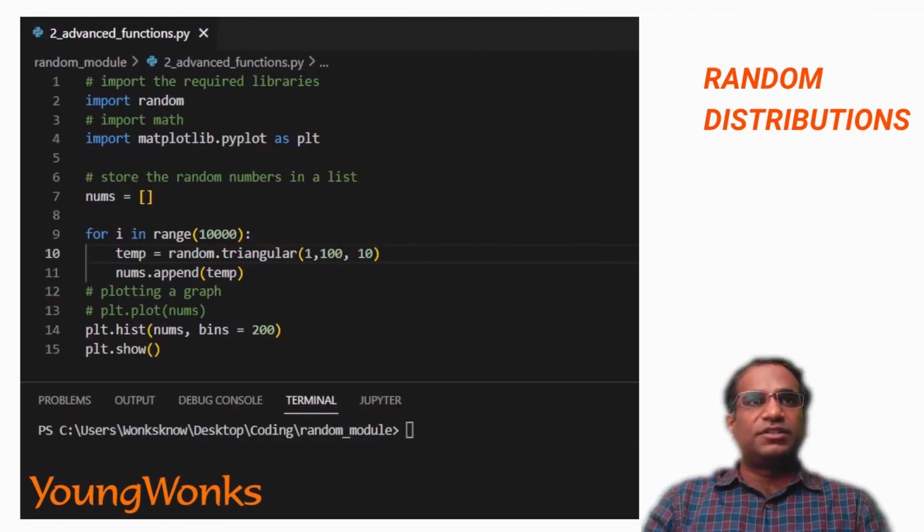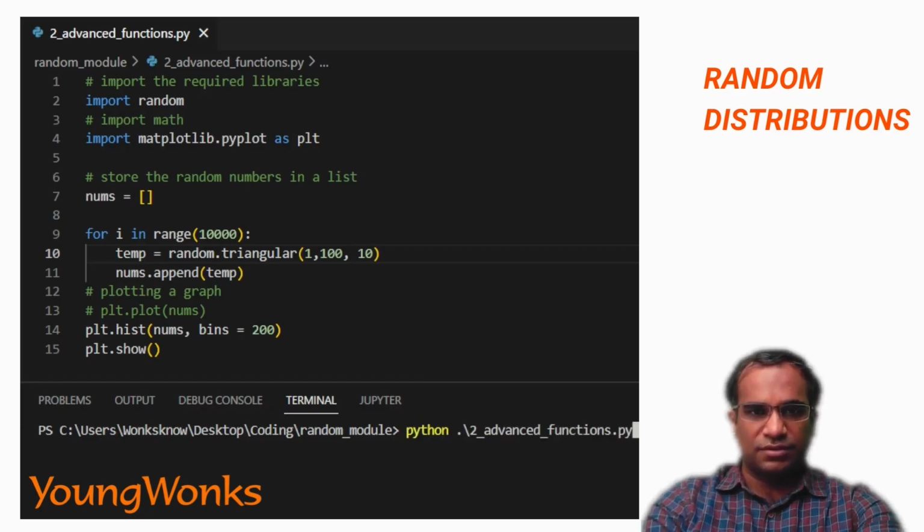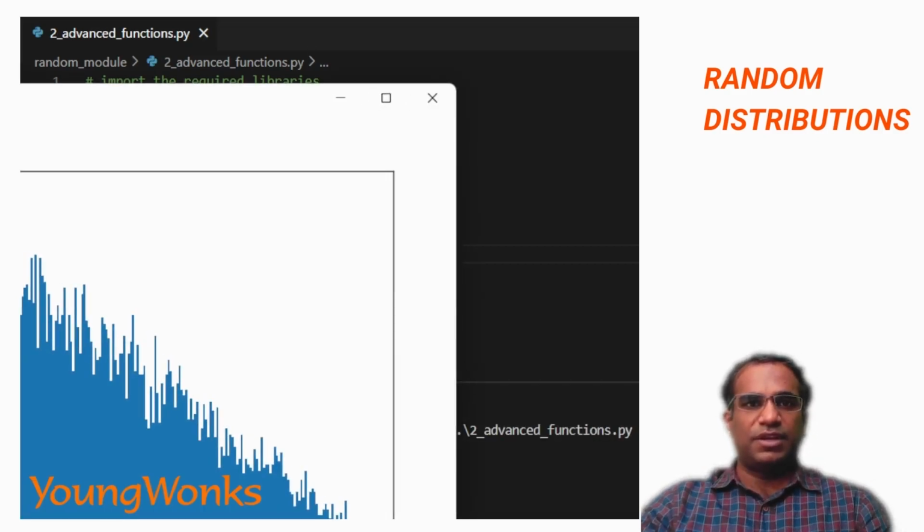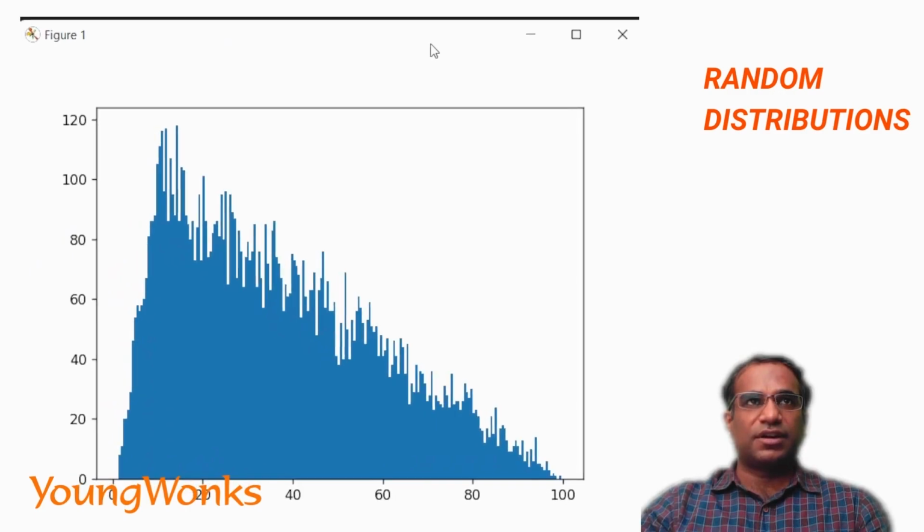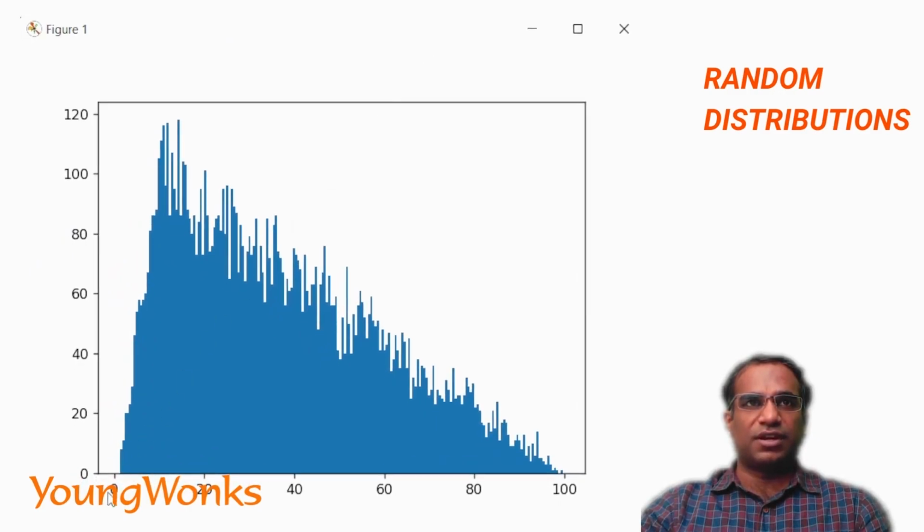Now, similarly, let's take a look at the triangular distribution. Here again, we're going to directly plot the histogram of the 10,000 numbers that we're generating, and what we can see when we run this is basically a triangular distribution. So you have these numbers between 0 and 100, and over the vast number of numbers that we are generating, we see a triangular distribution, right?